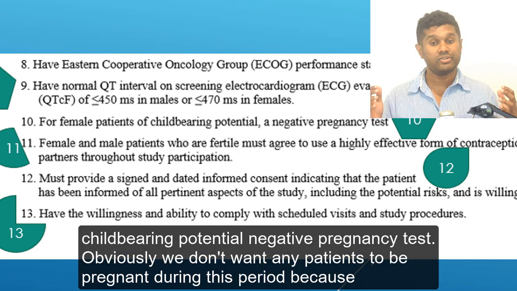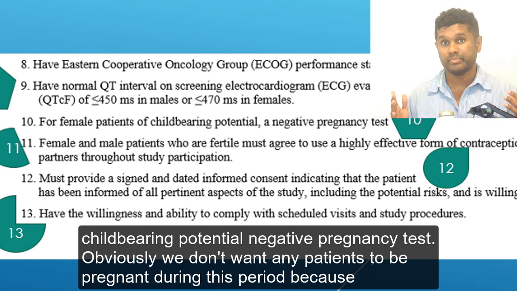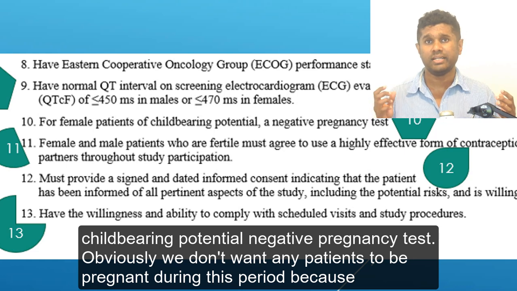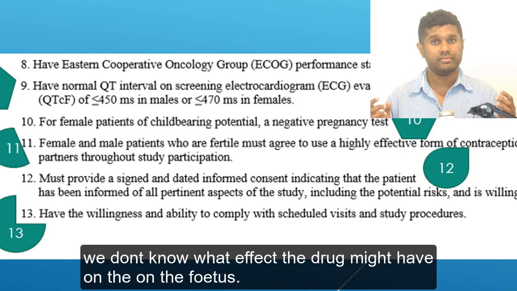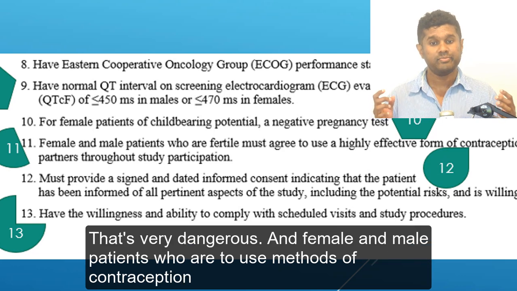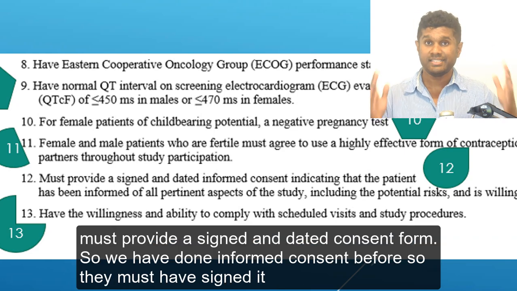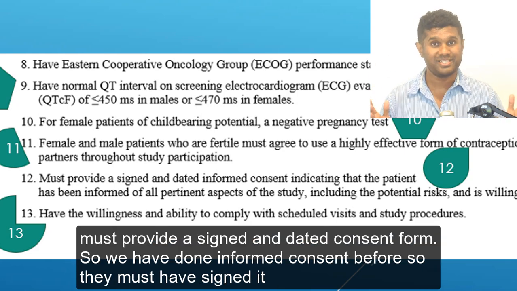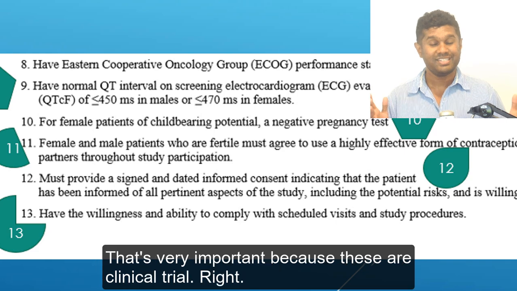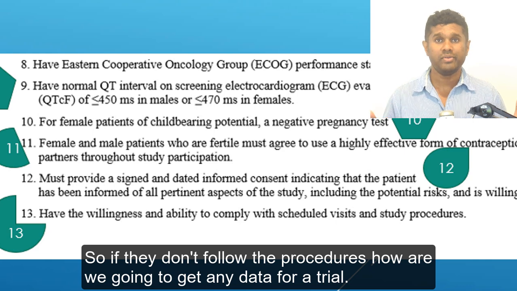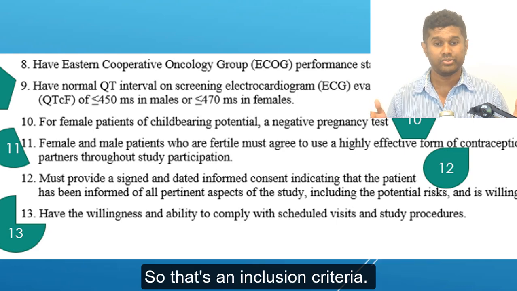Then for females of childbearing potential, negative pregnancy test. Obviously we don't want any patients to be pregnant during this period, because we don't know what effects the drug might have on the fetus, right? That's very dangerous. And female and male patients who are fertile use methods of contraception, and even their sexual partners have to use methods of contraception, must provide a signed and dated consent form. So we have done informed consent before, so they must have signed it. Have willingness to comply with the schedule, visits, and procedures. That's very important, because this is a clinical trial, right? So if they don't follow the procedures, how are we going to get any data for our trial? So that's an inclusion criteria.